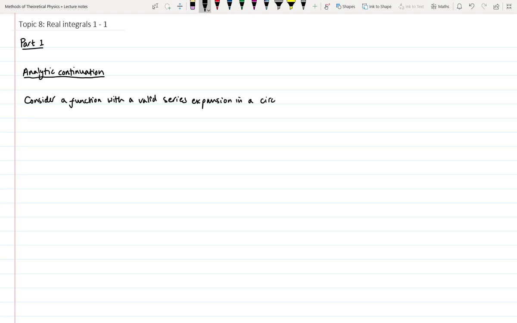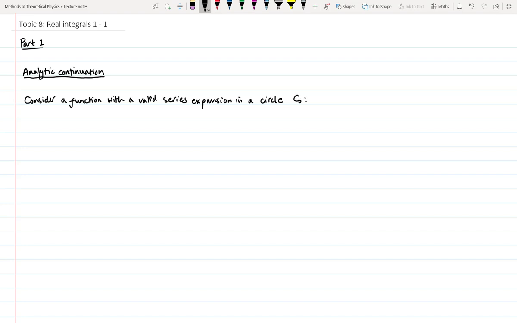We're going to talk about something that we've implicitly assumed throughout much of this course, and that is analytic continuation. Consider a complex function with a valid series expansion in a circle we're going to call C0.